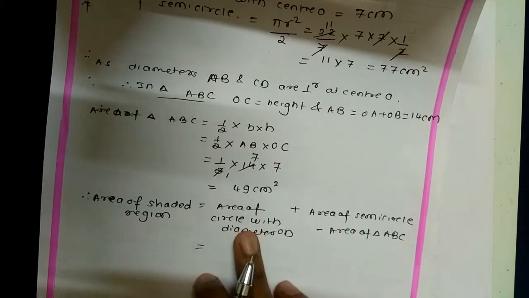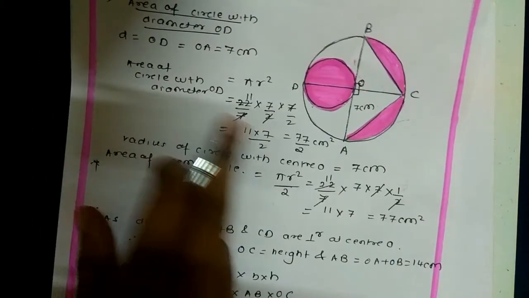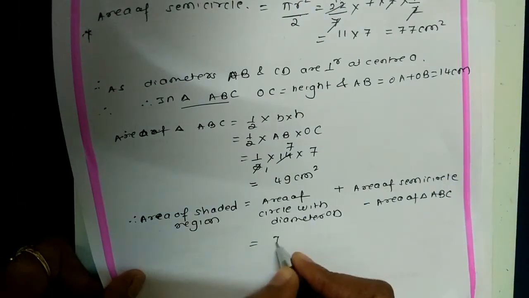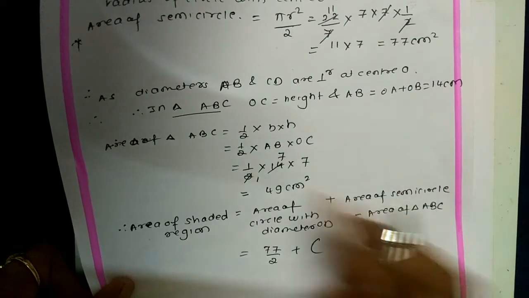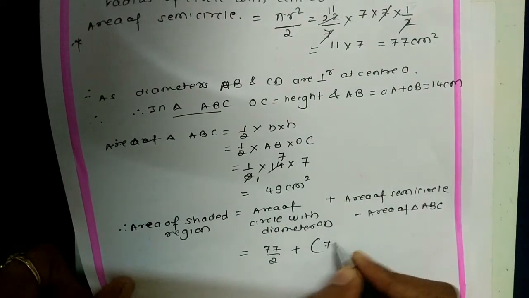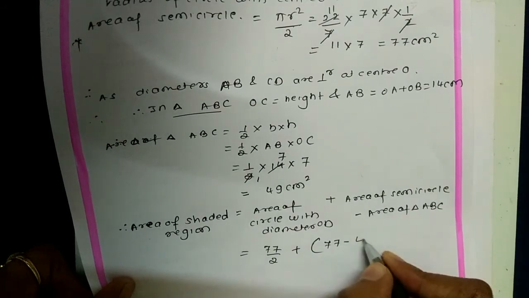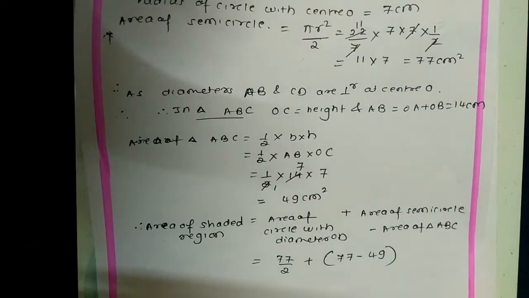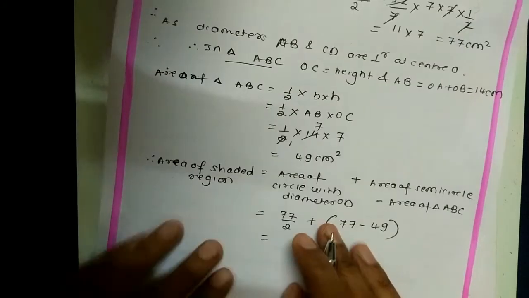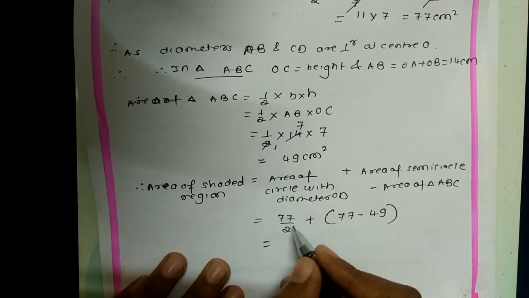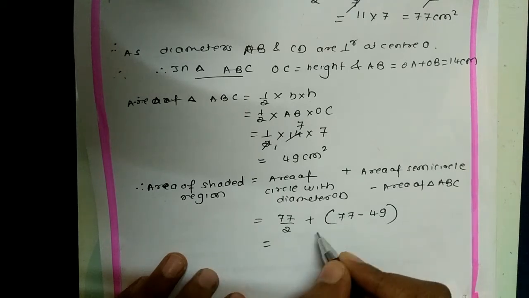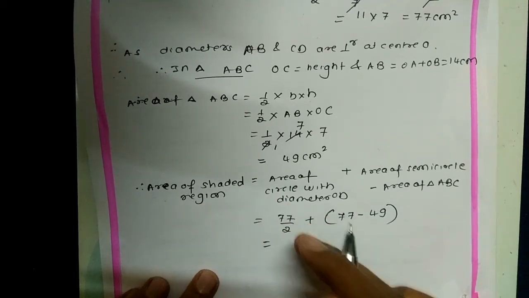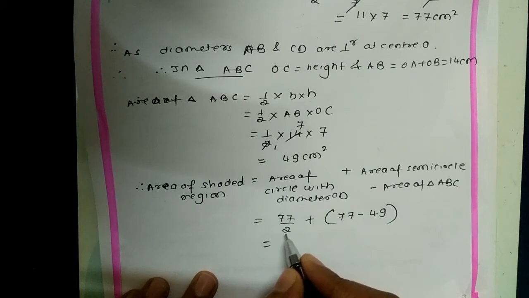So the area of the circle with diameter OD, that is 77 divided by 2 we got here, 77 divided by 2, plus the area of the semicircle, that is 77, minus the area of the triangle, that is 49. Here now there is no connection between 77 and 2. Suppose you would have got a fraction with denominator 2 here, then it is of use. Otherwise now we will find out this full answer.